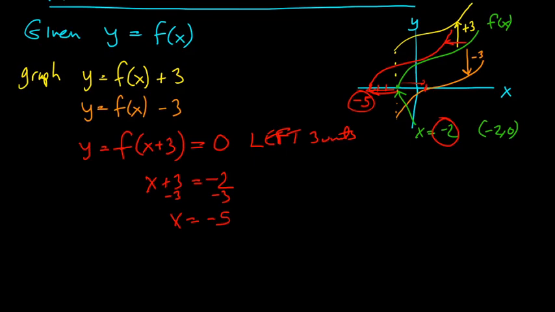So what would happen if you want to shift to the right? Well, then you're going to have to subtract 3. So this shifts to the right 3 spaces, 3 units.